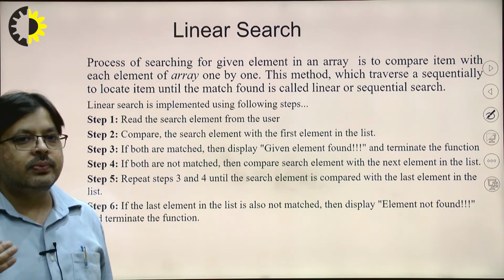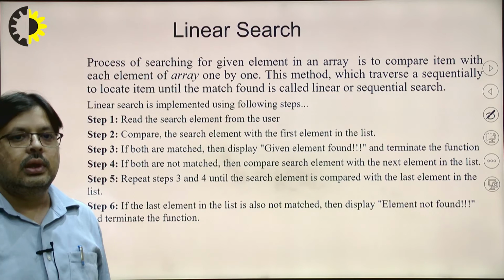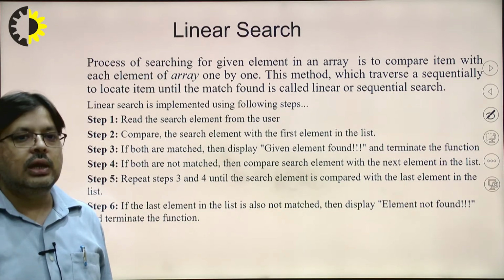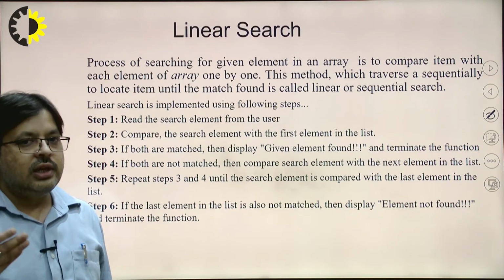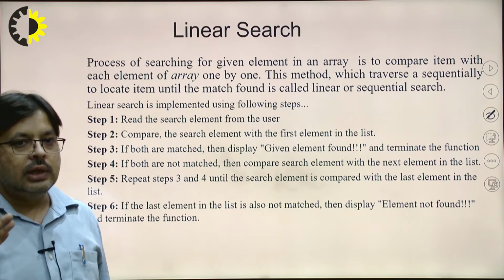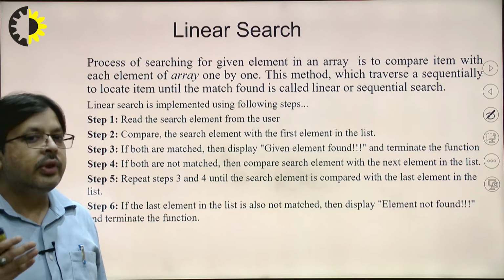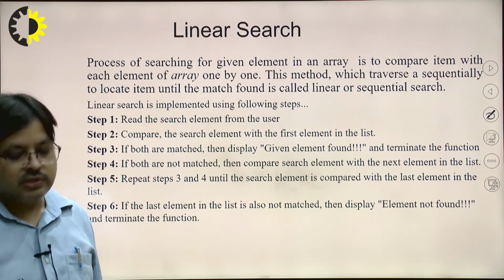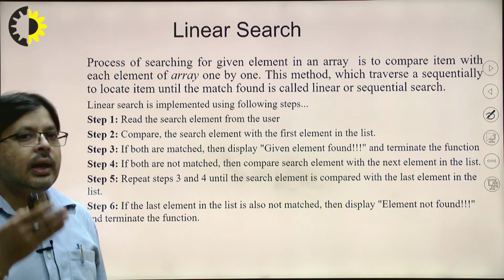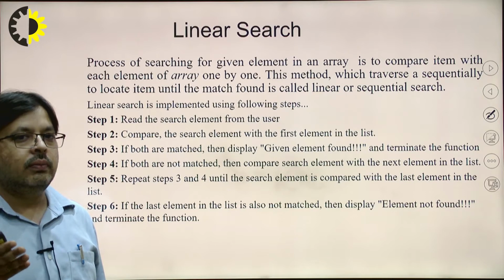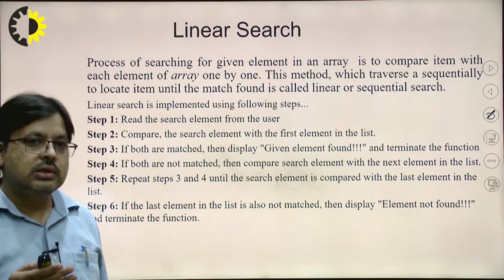So repeat steps 3 and 4. If the element is matched, terminate the process. If the element is not matched, then continue till the last element of the array. This process will continue. If you reach the last element and the element is still not found, then obviously you have to terminate the function with an unsuccessful result. So this is the simple, sequential procedure by which you can find any element in a given list. That's called linear search.